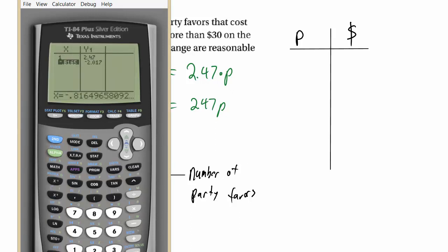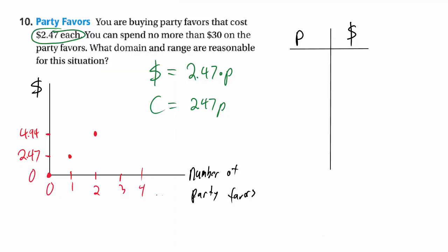I can calculate those easily using a table in my calculator. You don't have to use the table version of your calculator, especially if you don't have a TI-84. You can just, if you want to, multiply these values. But I care that you understand that you can buy between 0 and 12 of these party favors.